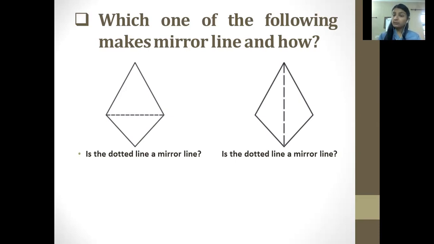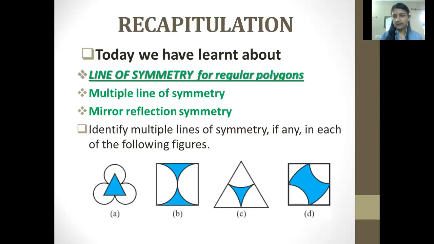Okay, so what about the second image? Is this dotted line a mirror line? What do you think? Yes, it is a mirror line, because if we fold it at the center and look from left and right, we are seeing a similar face from both sides. So it would be considered a mirror line.